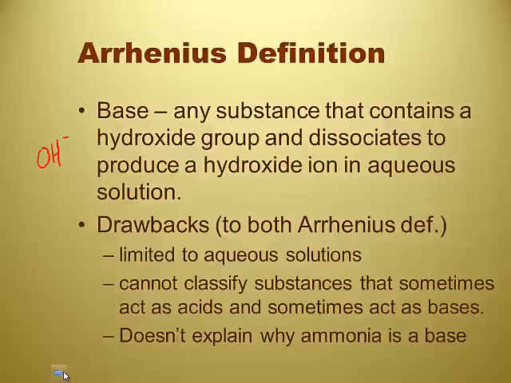If it's in alcohol, or if it's in oil, you can't tell whether it's an acid or a base. You also can't classify substances that sometimes act as acids and sometimes act as bases. And it doesn't explain why ammonia is a base. Ammonia is NH3. It's the most famous base of all, but I don't see a hydroxide ion anywhere there. And isn't that a gas? Yes, it is a gas. So you have a gas that's listed as a base, but that doesn't jive with the Arrhenius definition of a base.